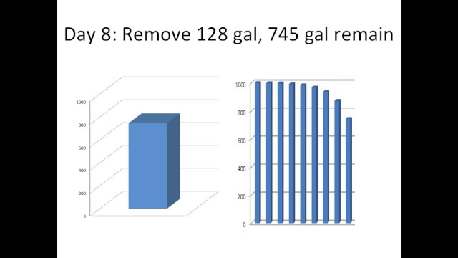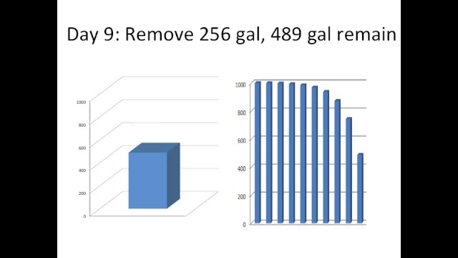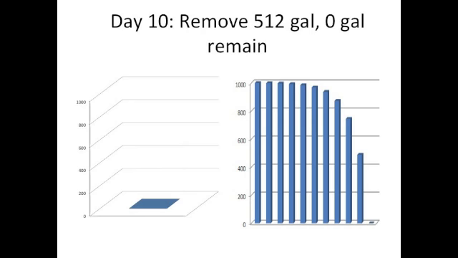By day 8 you have 3/4 of the water remaining, and then half the water remaining. By day 10 it's all gone. How did that happen? How did you go from hardly using any water at all in the beginning to using 75% of your entire resource in the last 3 days?